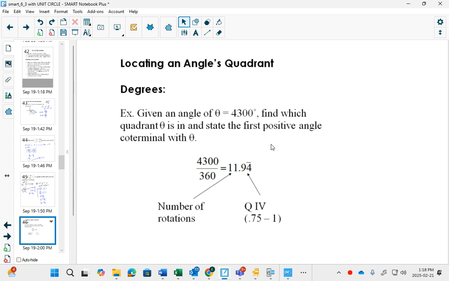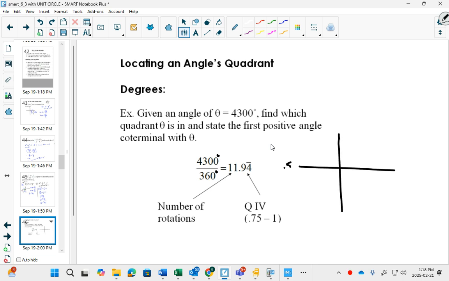So now if you had a calculator and you're asked, where is 4,300 degrees? You could just divide by 360, and this number that you get tells you do 11 full rotations, and then the 0.94, well, does it make sense that this is halfway around, this is a quarter of the way around, this is 3/4 of the way around? 0.94, if we were going in this direction, would have to end in quadrant 4, if you had a calculator.